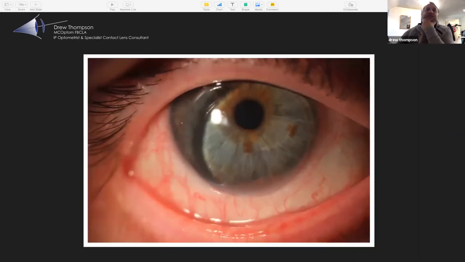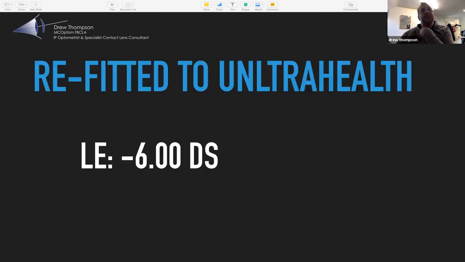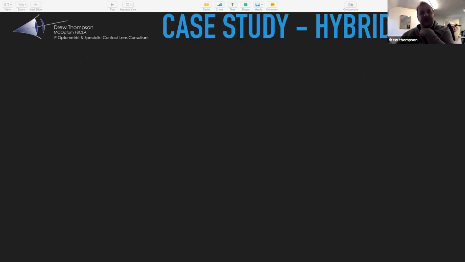So this is him with his RGP, and it was quite a large RGP. And as you can see, it's dropping to beyond the limbus at the bottom there. It was quite mobile, so it was moving a lot when he was blinking. He was refitted to an Ultra Health, which is a hybrid lens. It was a -6 spherical prescription, and he got 7.5. So as you can appreciate, it's a big difference.